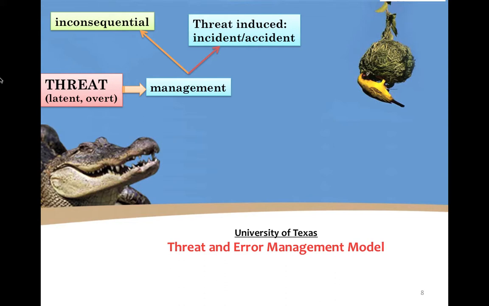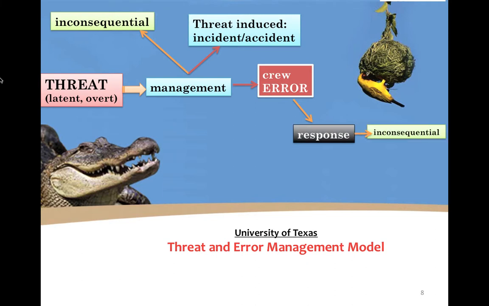LOSA considers three possible responses by crews to errors. Trap, in which case the error is mitigated and the event inconsequential. However, if the error is exacerbated or there is a failure to respond to the crew error, it may lead to an additional error or an undesired aircraft state, which may both lead to an error-induced incident or accident.